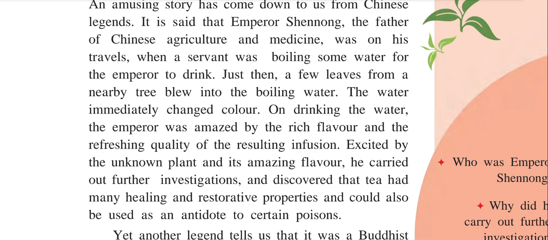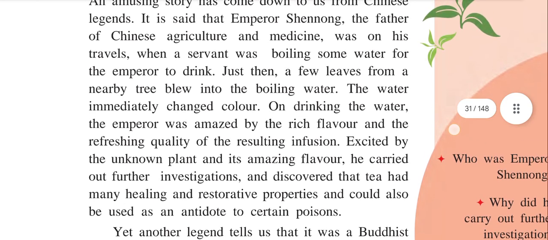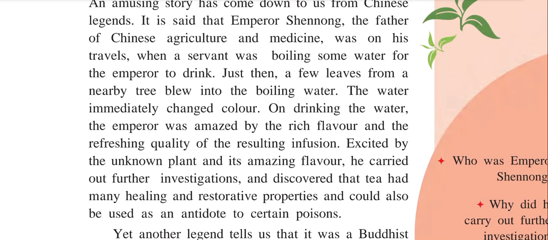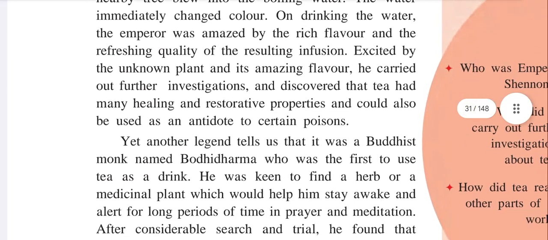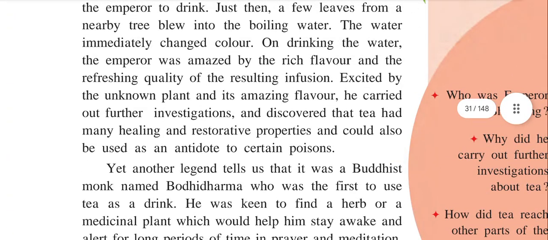Just then, a few leaves from a nearby tree blew into the boiling water. The servant was boiling the water under the tree, and the leaves fell into the boiling water. The water immediately changed color. On drinking the water, the emperor was amazed by the rich flavor and the refreshing quality of the resulting infusion.